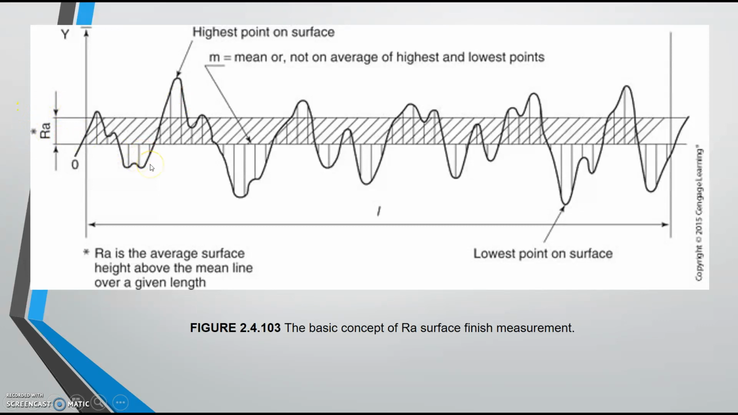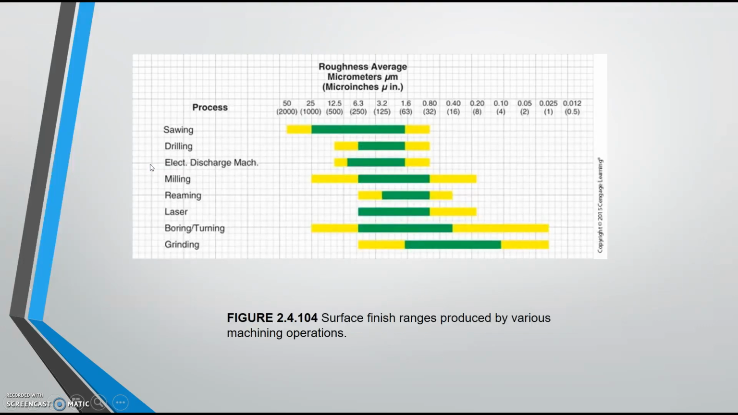In fact, if you were to look at a surface comparator, that's what you're looking at. So here are some examples of roughness average. And notice that they come in microns as well as micro inches. And be careful with this table.